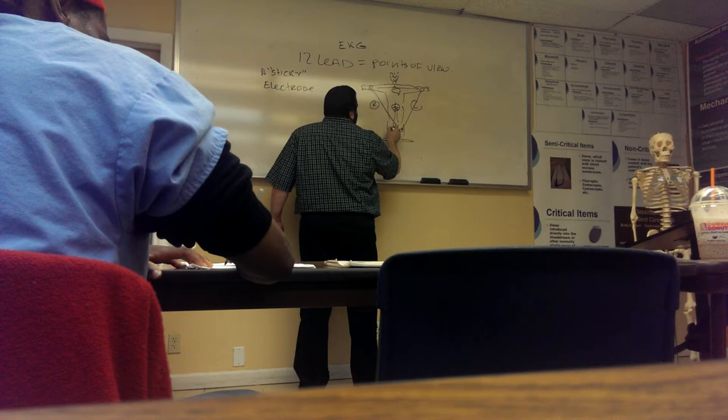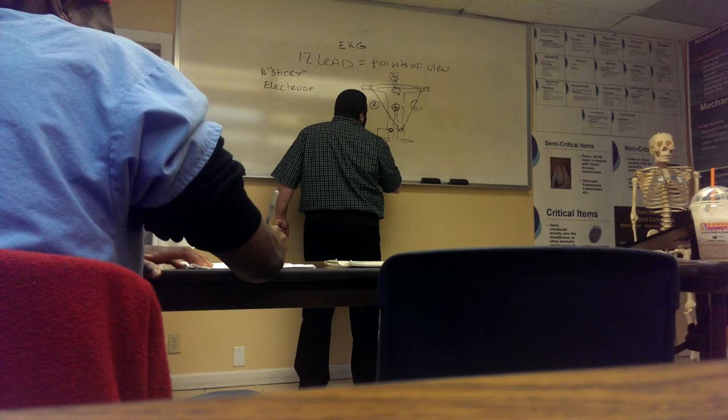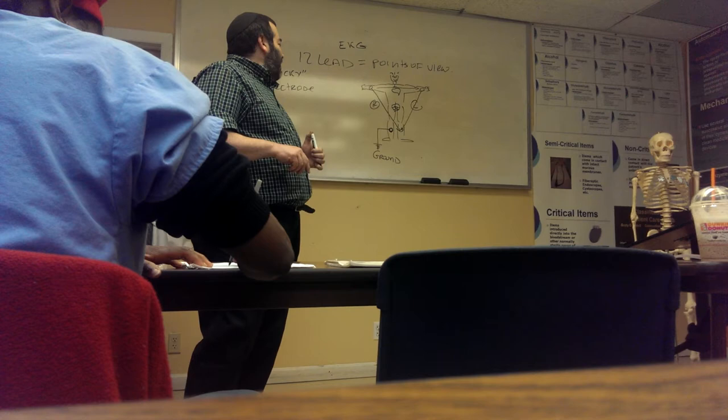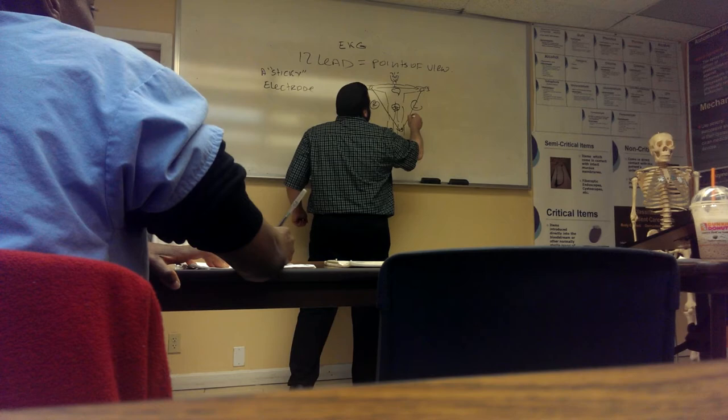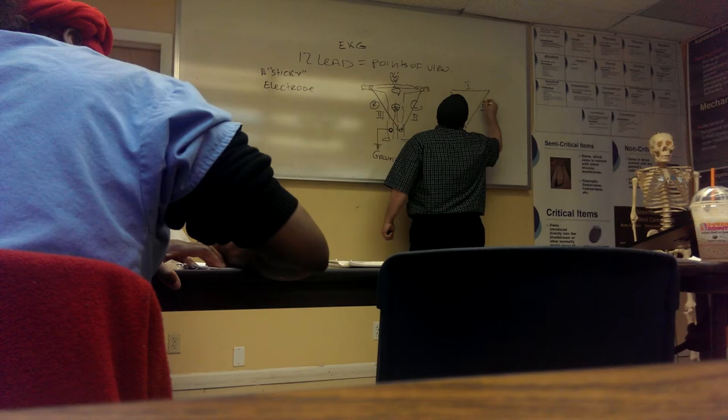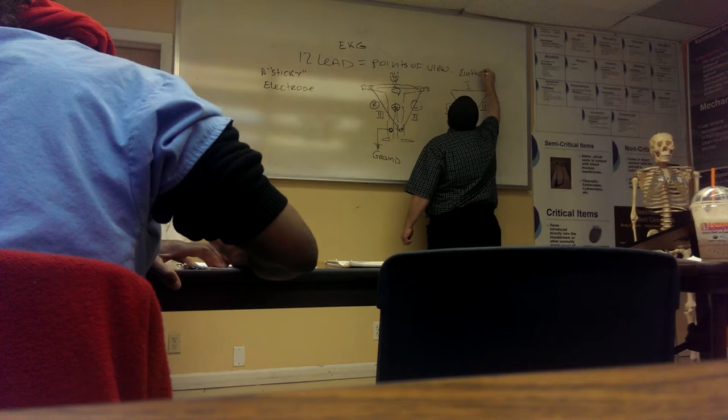This one right over here, the right leg, is called the ground. You don't have to know what that means. It just balances out the machine, any electrical activity, any kind of zaps. They will go into the ground. Okay? Now, what geometric figure did I just draw? Yeah. A triangle. Very nice. This is a triangle. Lead one, lead two, lead three, and this is called Einthoven's triangle.